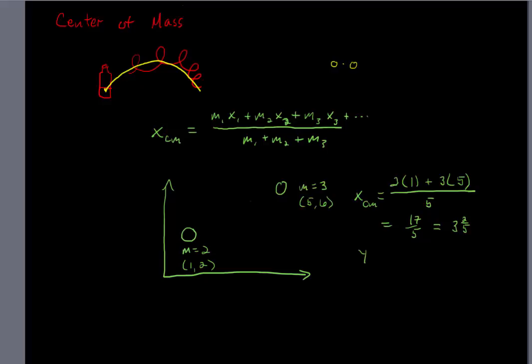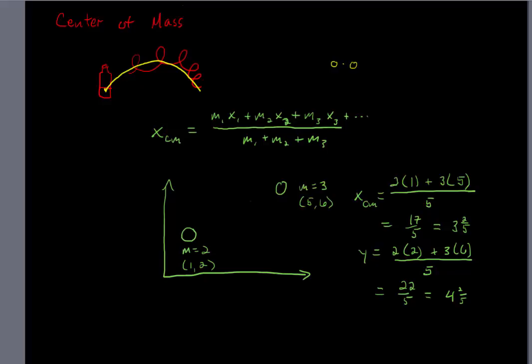Okay, then we do the same thing with the y. So the mass times the y coordinate, 2, and that's coming from right there, plus the mass, 3 times 6, divided by the sum of the masses again, 5. So we get 4 plus 18 would be 22 divided by 5. So we get 4 2/5. So my coordinates of my center of mass are going to be 3 2/5 and 4 2/5.